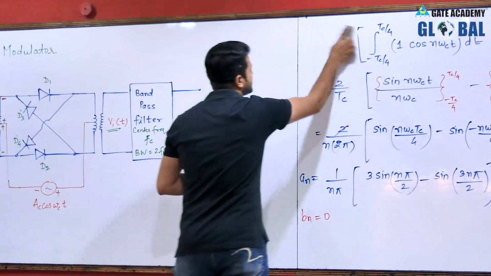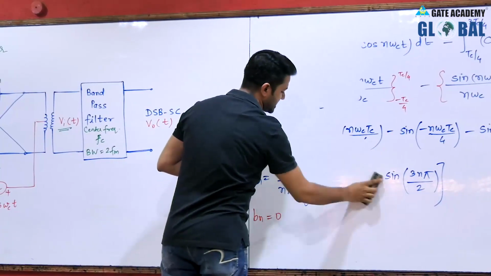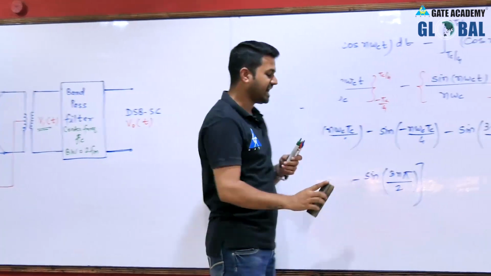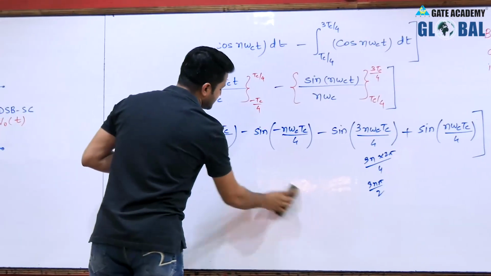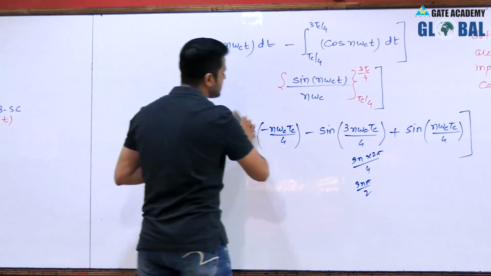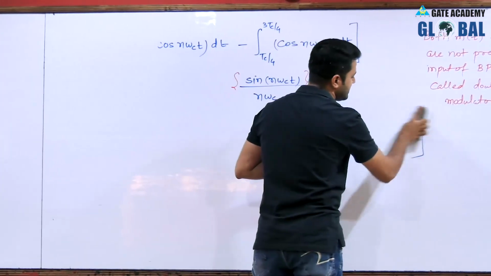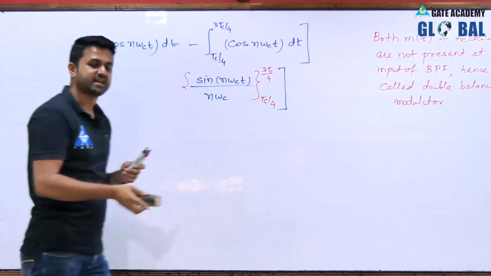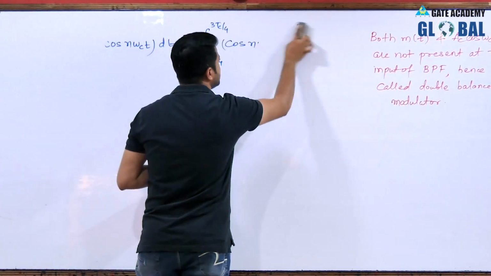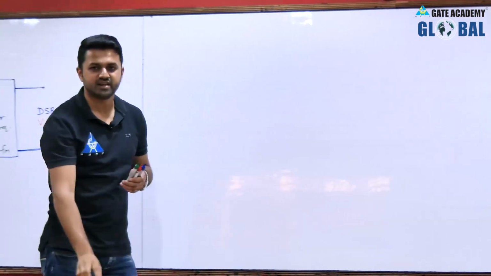So we have two methods. First is balanced modulator, which is single balanced modulator because it is balanced about only the carrier term. Message signal was present at the input of band pass filter, that's why we called it single balanced modulator. But in case of ring modulator, at the input of band pass filter, both message signal and the carrier signal are not present. That's why it is called double balanced modulator, because it is balanced about both message and carrier.